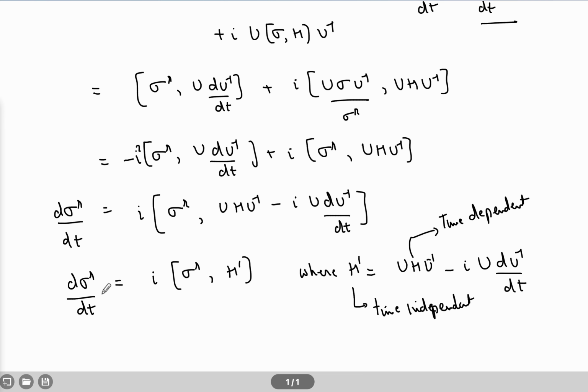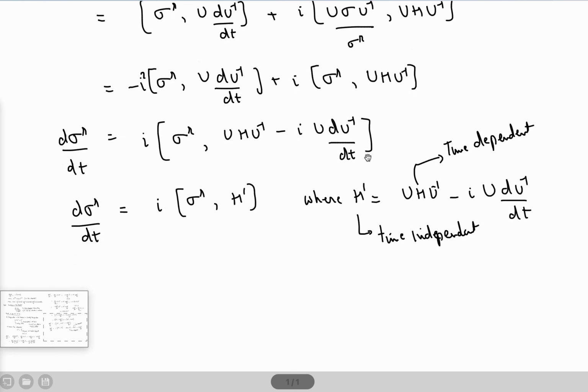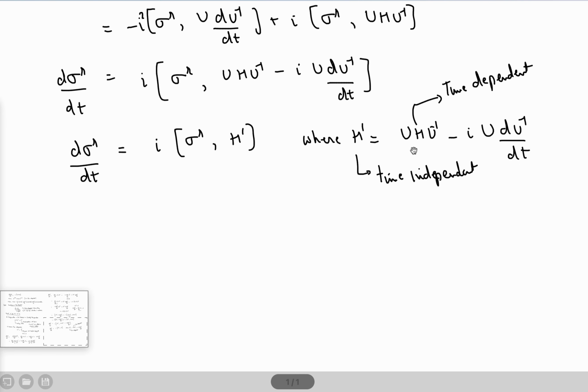Then I have the same Liouville-von Neumann equation where I can apply the exact same formula, the exact same solution to this equation, which we have seen earlier, right? Okay, so now how do we find out U? That is the question, right? So what will be the functional form of this unitary operator U?